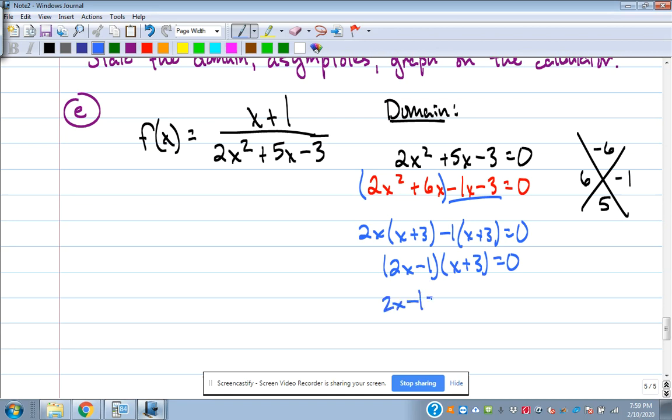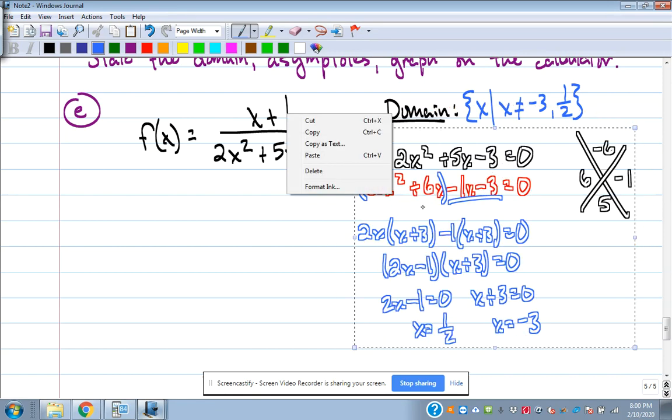So we got 2x minus 1 equals 0, x plus 3 equals 0. That's going to be 1/2 and -3. So our domain in set notation, it's an easy way to do it. It'd be: x can't be -3 or 1/2. In interval notation, what would it be? You got to be able to do both.